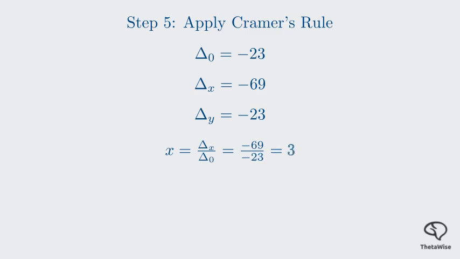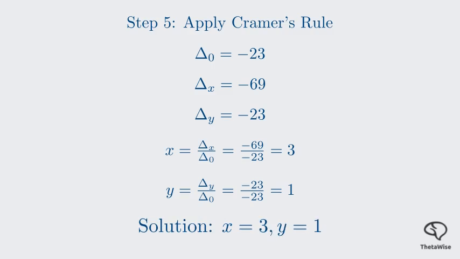So x equals 3. To find y, we calculate delta sub y divided by delta sub 0. That's negative 23 divided by negative 23. This simplifies to 1, so y equals 1. And there you have it. The solution to the system of equations is x equals 3 and y equals 1. By following the 5 steps of Cramer's rule, we systematically found the answer. We have now met our learning objective for this scene.